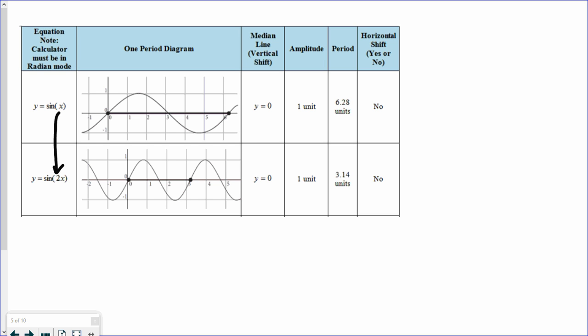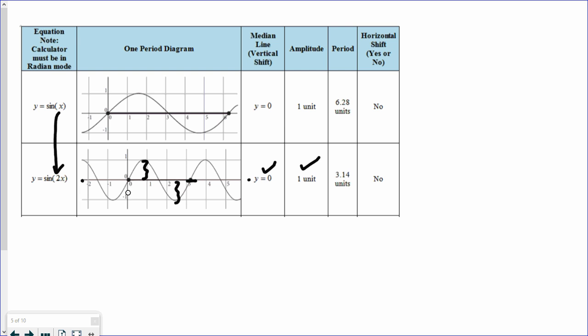All right, so back to it. Again, the second graph was already in there, but you needed to determine what was actually happening. So versus our first one, our median line is still the same. It's still y equals 0. Our amplitude, again, how much it goes above or below the median line, is still 1 unit. And so where our difference comes is the period.